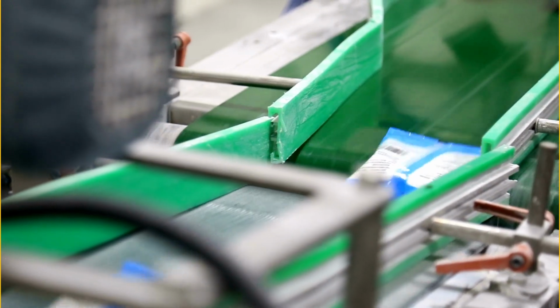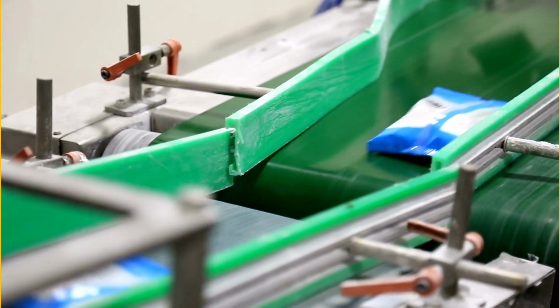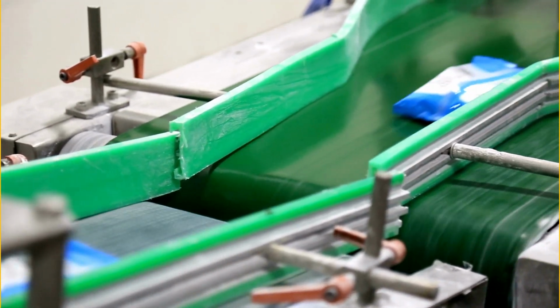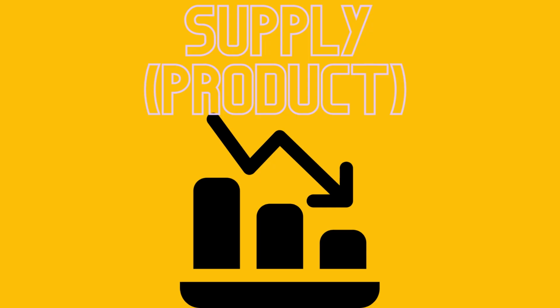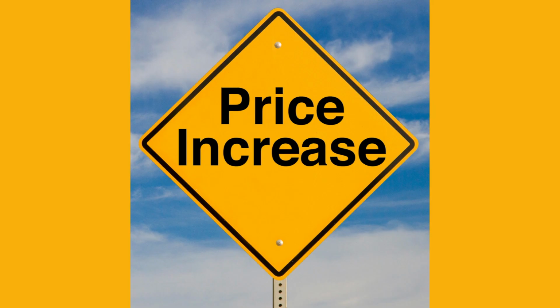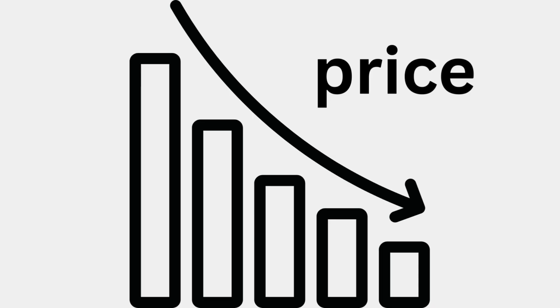Similarly, a change in the cost of production, such as an increase in the price of raw materials or an increase in the cost of labor, can shift the supply curve. When the supply curve shifts to the left, it means that suppliers are willing to provide less of a product at the same price, which can cause the price to increase. Conversely, when the supply curve shifts to the right, it means that suppliers are willing to provide more of a product at the same price, which can cause the price to decrease.